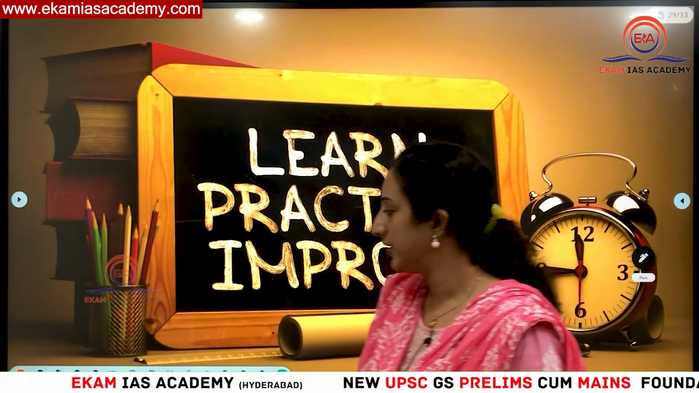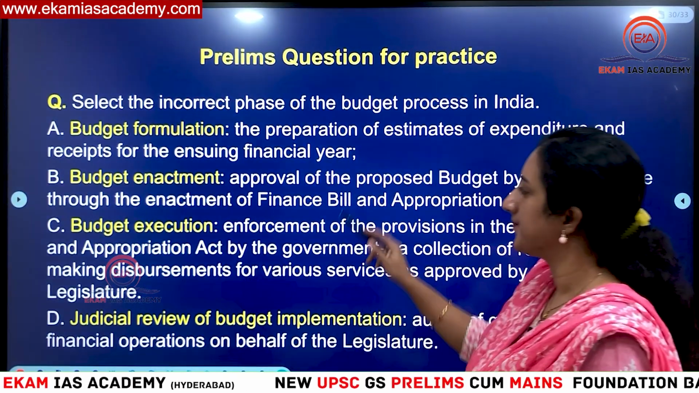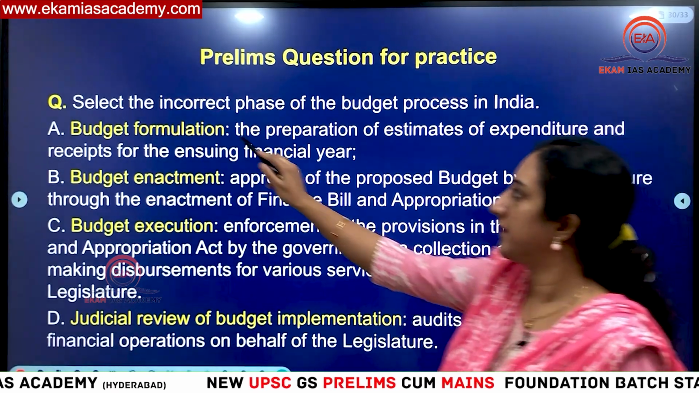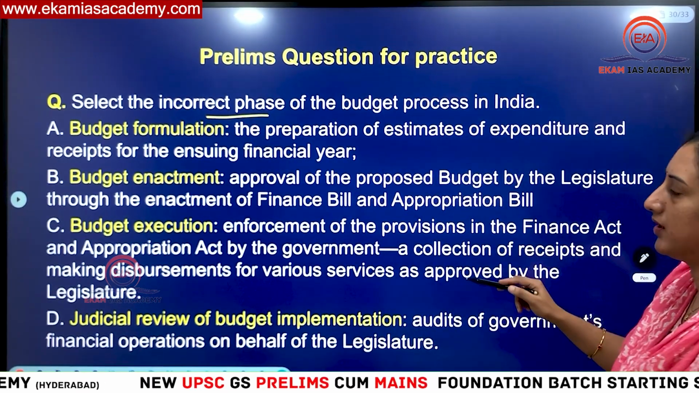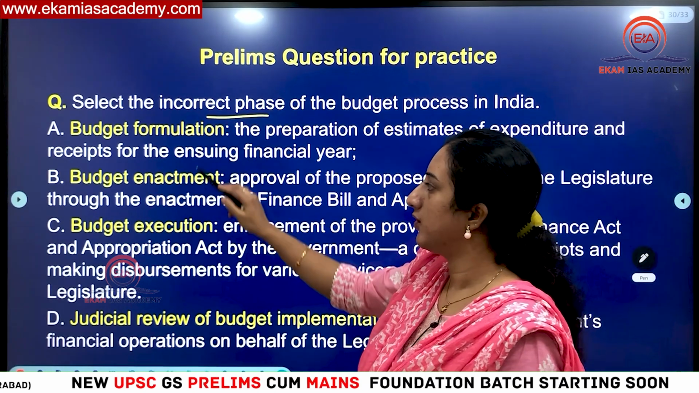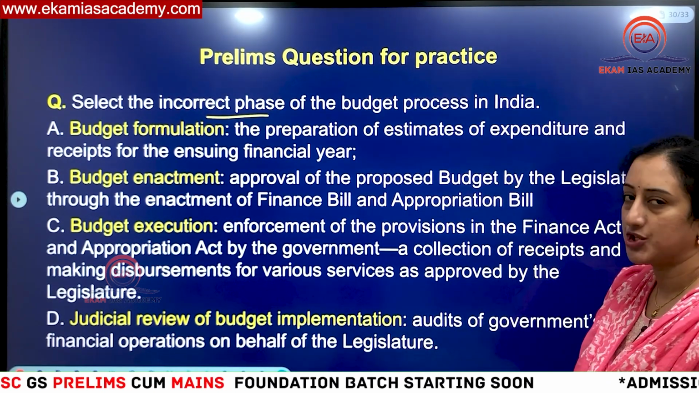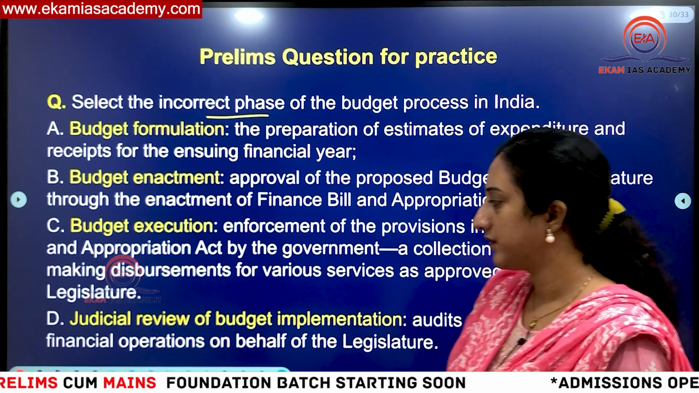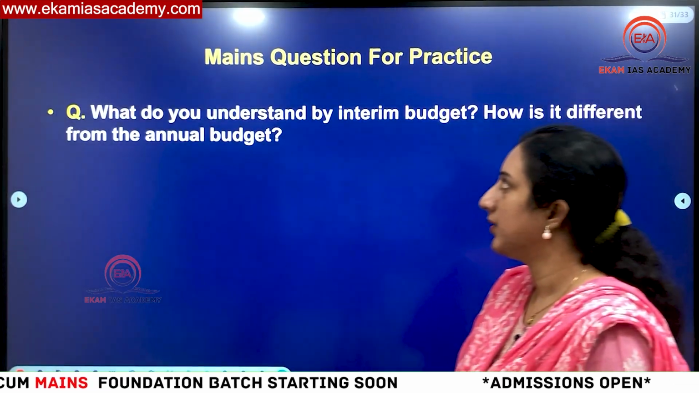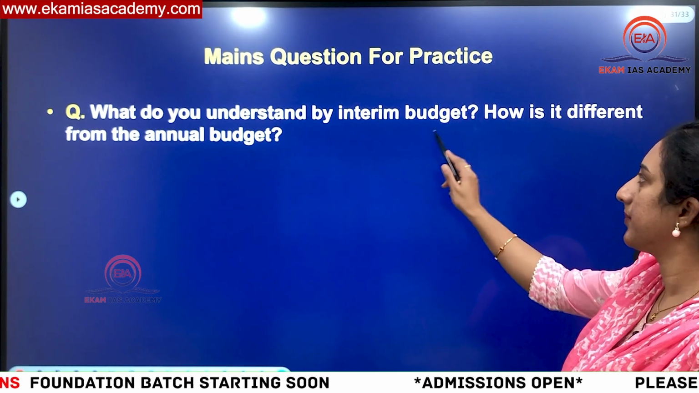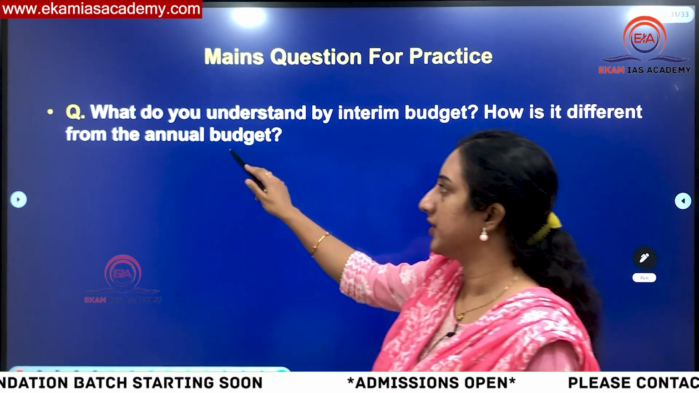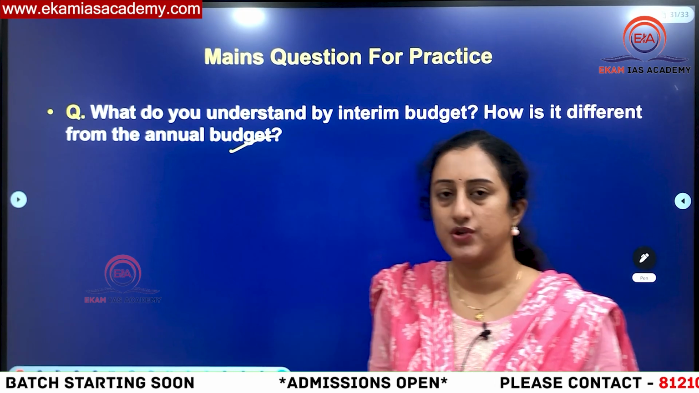As we have come to the end of the video, let's see the practice question. Select the incorrect phase of the budget process in India: budget formulation, enactment, execution, and judicial review of budget implementation. Which is incorrect? You have to answer in the comment section. Then a mains question for practice: what do you understand by interim budget, and how does it vary from the annual budget?